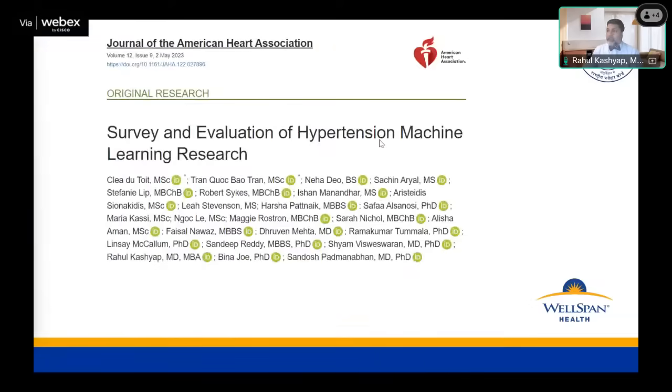Now, this has been validated in hypertension medication literature. Dr. Padmanabhan and their student Clea, who was their PhD student at the time, and Dr. Nawaz and Dr. Sandeep Reddy and Dr. Vishweshwar were involved in validating this in hypertension literature. And that's an opportunity for you. You can use the same checklist to validate or evaluate the major papers published in your field and publish them as well.